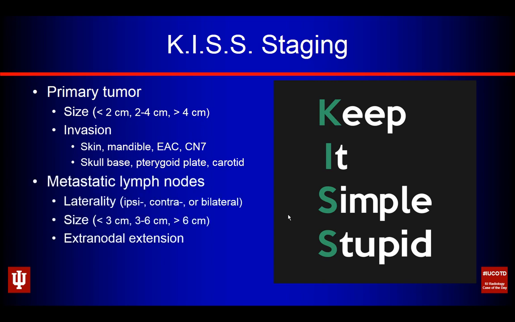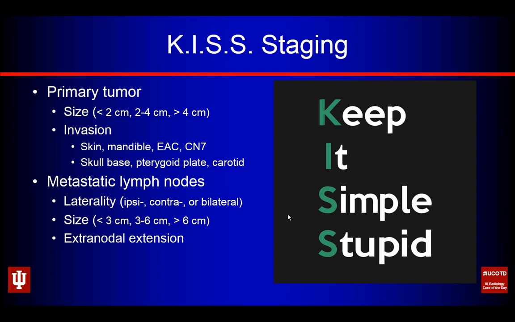Then you look for those metastatic lymph nodes. You report their laterality. Are they ipsilateral to the tumor? Are they contralateral? Is it bilateral? Report the size. I don't report the size of every lymph node. You look for the index nodes, the ones that matter, the ones that are going to change your staging. Are they all under 3 centimeters? Fine, just say that. Are some of them between 3 and 6 centimeters? Are any of these nodal conglomerates greater than 6 centimeters?